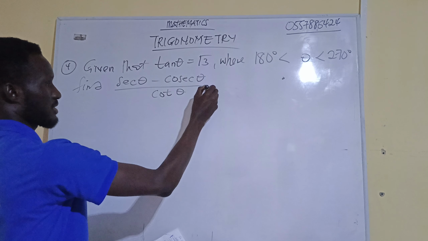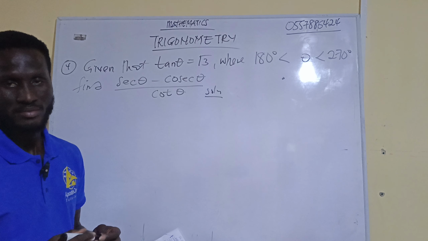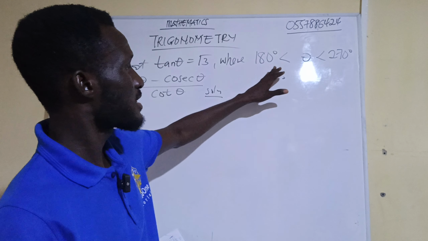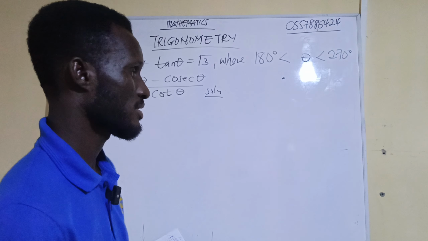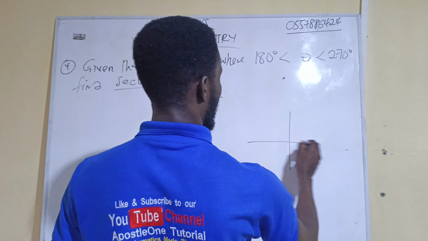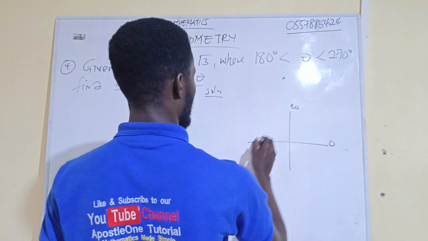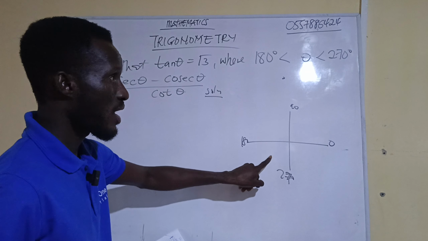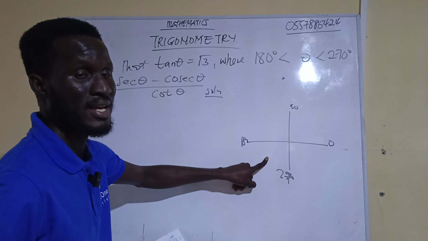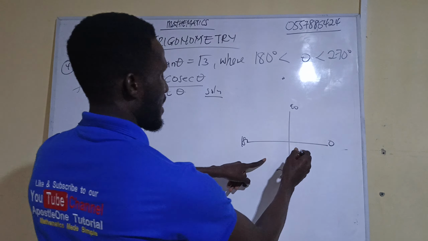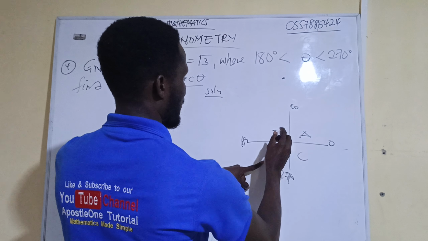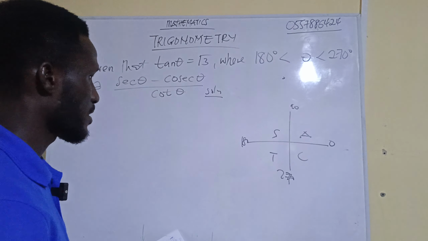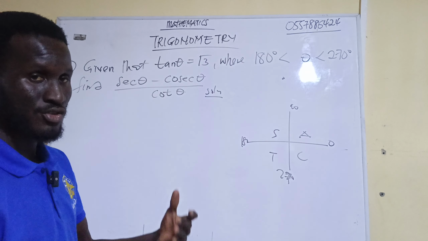Now let's look at this question. You see, the only difference between this one and the previous one is that this one, the angle is between 180 and 270. Now when the angle is between 180 and 270, it means the angle is in the third quadrant. And then in the third quadrant, only tan is positive. Yes. So we need to find the other trig ratios.